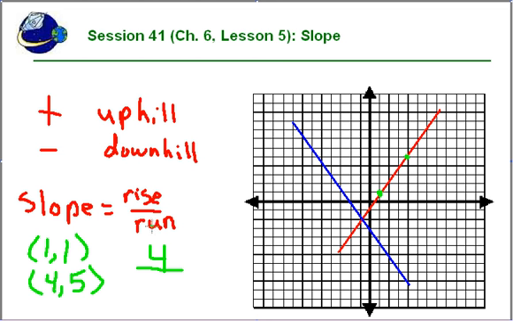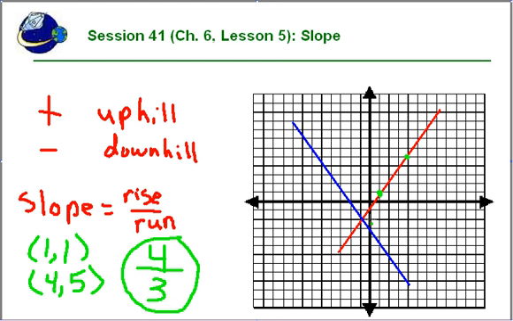The next thing we're going to do now is take our run. We use our same 2 points and we start with the point that's furthest to the left. What is the x value for this point? Well, the x value is 1. What is the x value for the second point? Well, the x value is 4. What is the difference between 4, your second point, and 1, your first point? Well, the difference there is 3. So what is the slope of this line here? The slope is 4/3. Positive 4 over positive 3. That is the slope of this line.